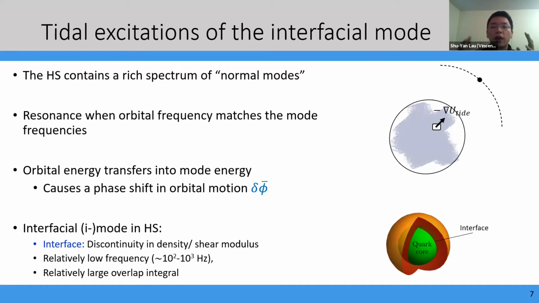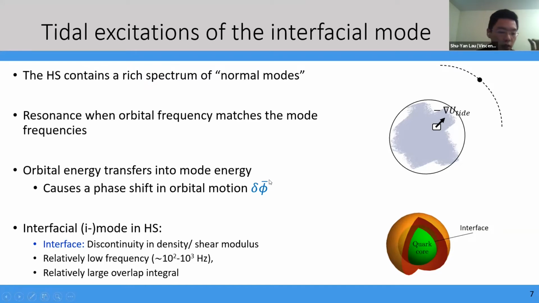And in the scenario of a binary hybrid star inspiral, the companion star can exert an external tidal force. And when the tidal force has the orbital frequency that matches the mode frequency, it causes a resonant effect. During this, a large amount of orbital energy can go into the internal motion, that is the normal mode energy. And this can cause a phase shift on the orbital motion. And hopefully this orbital phase shift can be detected through the gravitational wave signal.